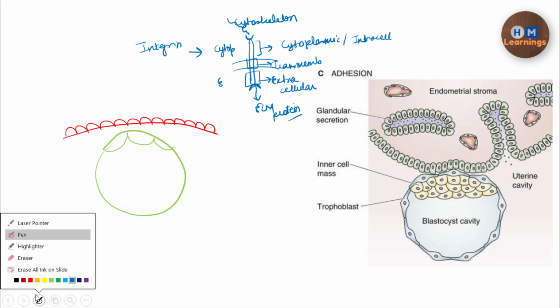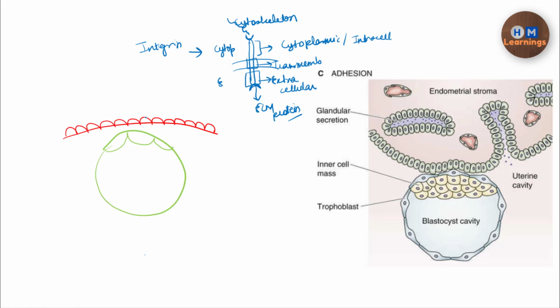Now it has two different orientations which could be possible. Integrin could be present on the cell membrane of the endometrium like this, or it could be present on the cell membrane of the trophoblast. If it is present on the cell membrane of the trophoblast, on the inner side it will attach to the cytoskeleton of the trophoblast, and on the outer side it is going to attach to the extracellular matrix of the uterine epithelium. This is one possible orientation of the integrin. Another possible orientation is the opposite: it attaches here to the cytoskeleton and here to the extracellular matrix. These are the two possible orientations.